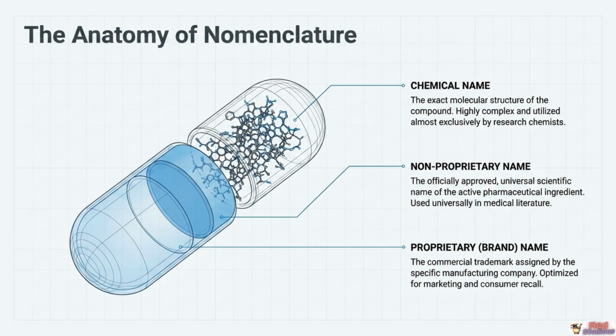The third name is the proprietary or brand name, the commercial trademark created by the manufacturing company that first brought the drug to market, specifically designed for marketing effectiveness and consumer brand recall. Brand names are deliberately simple, memorable, and market-friendly, stripped of the scientific complexity of the chemical name and distinct from the neutral non-proprietary name.